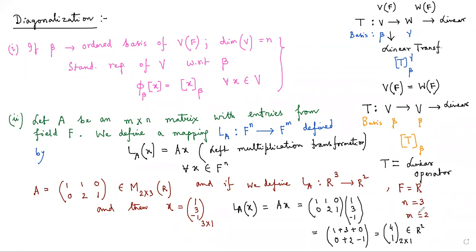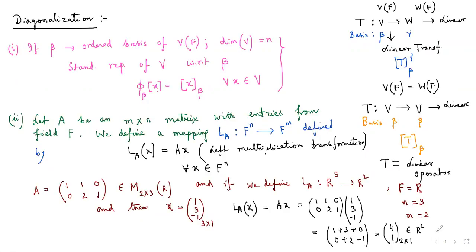So this is the way by which this particular mapping operates: L_A x equal to Ax. So these are the few prerequisites that will be helpful for our discussion of the diagonalizability of the matrix.